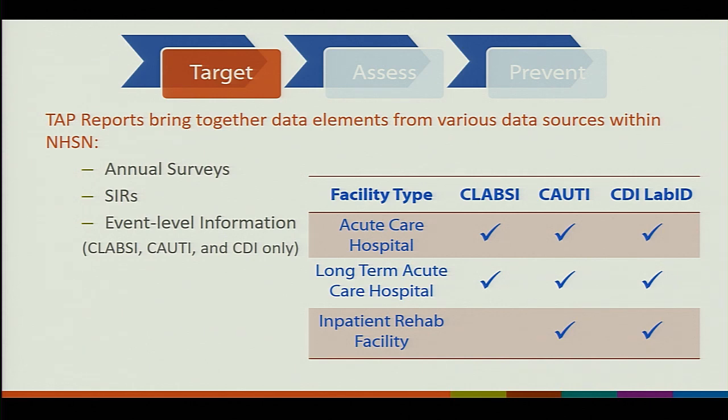Okay, so currently you can run a TAP report in acute care hospital settings for CLABSI, CAUTI, CDI Lab ID, as well as MRSA. For long-term acute cares, you can run them for CLABSI, CAUTI, and CDI Lab ID. And then for IRF locations or IRF facilities, you can run them for CAUTI and CDI Lab ID.